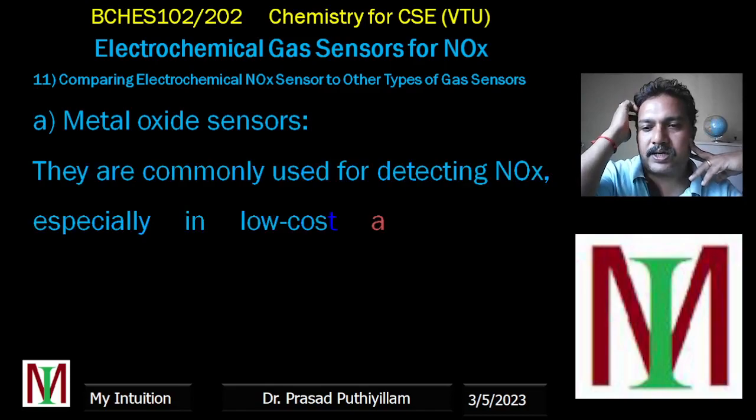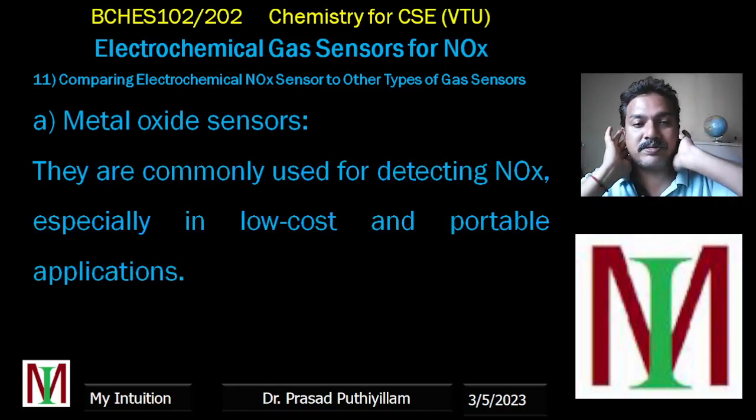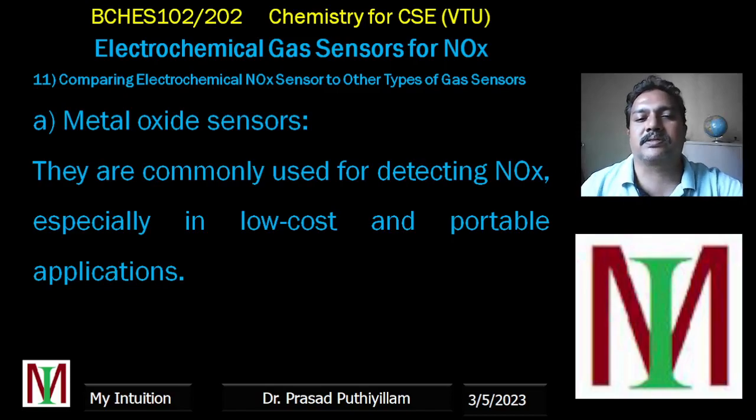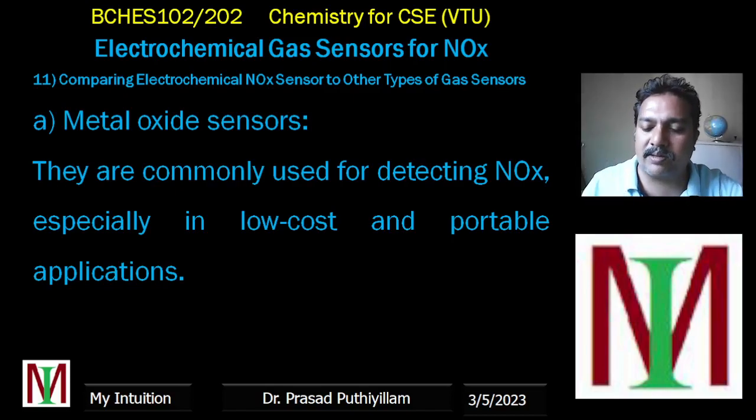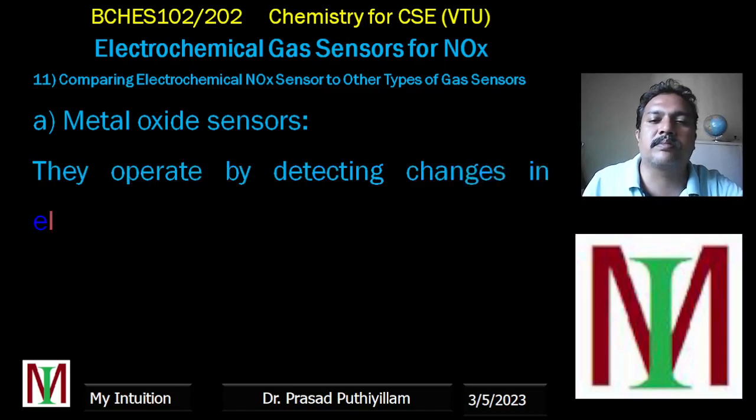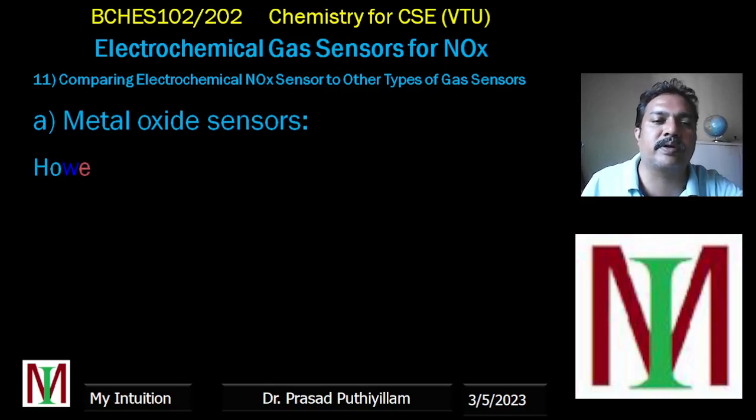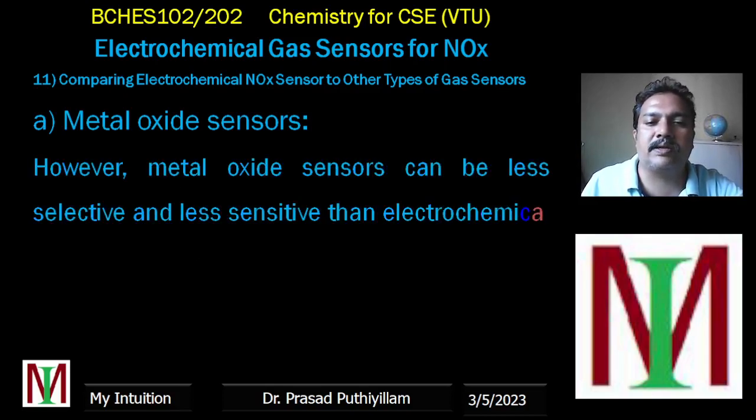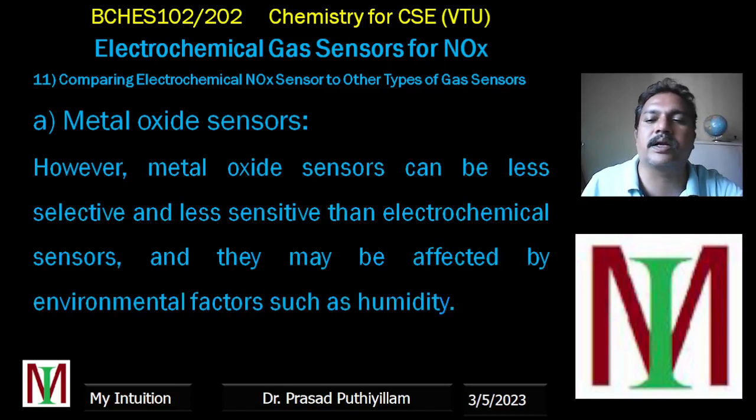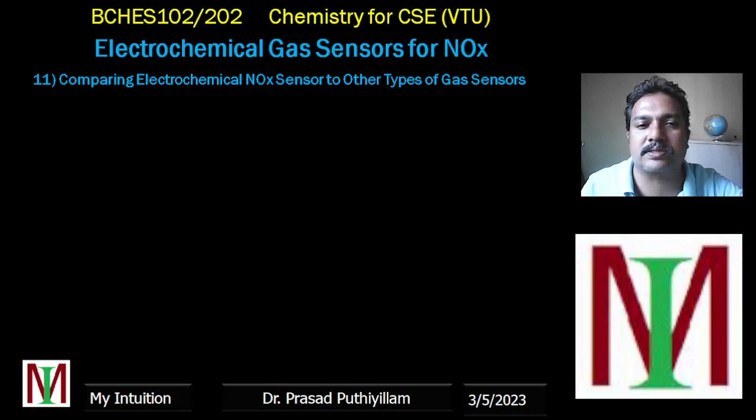They are commonly used for detecting oxides of nitrogen in very low cost portable applications, normal persons' applications. We just want to detect whether oxides of nitrogen are there or not, not much worried about exact concentration. Then metal oxide sensors are sufficient. They operate by detecting the changes in electrical conductivity caused by the presence of NOx. They can be less selective, and they are less sensitive than our electrochemical sensor that we are discussing now. Electrochemical sensors are far better than metal oxide sensors.